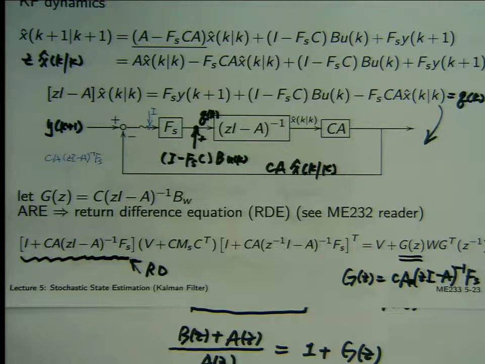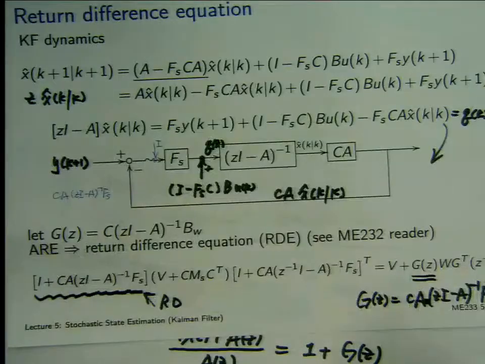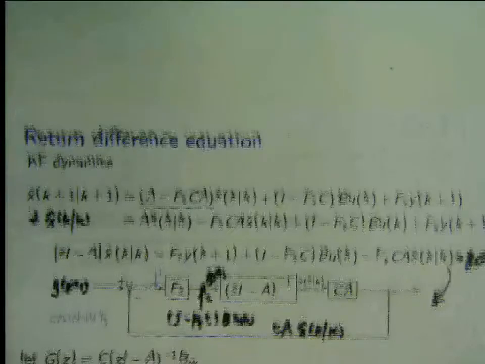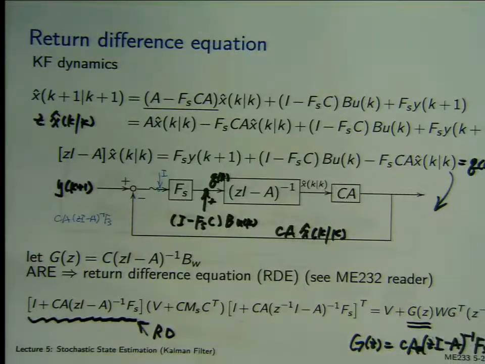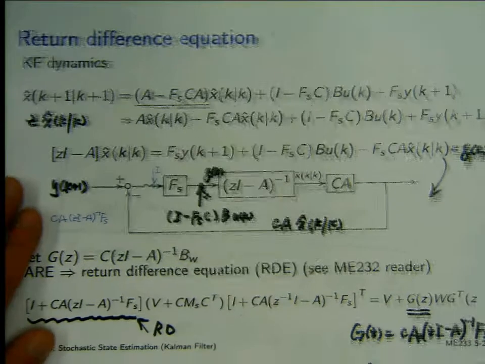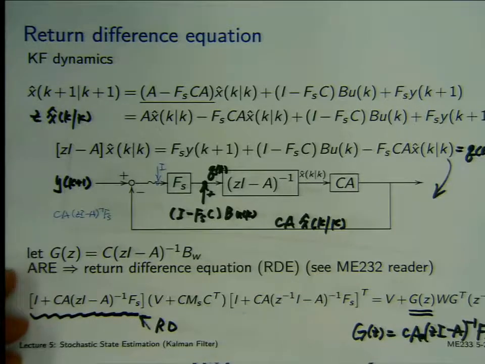Okay? Now, if I want to know the closed loop eigenvalues, what should I do from this return difference equality?